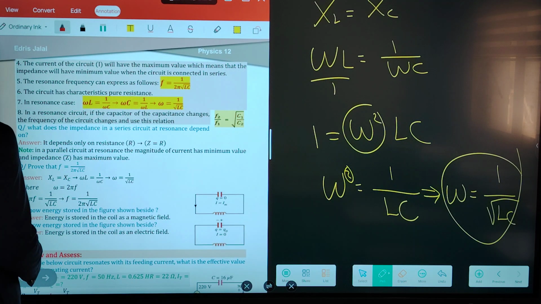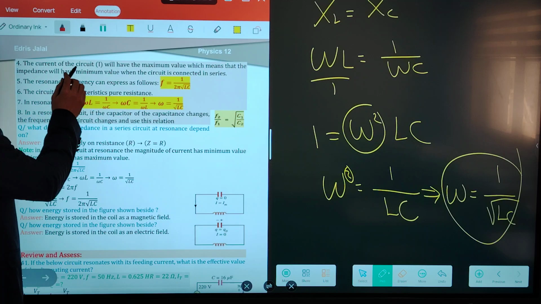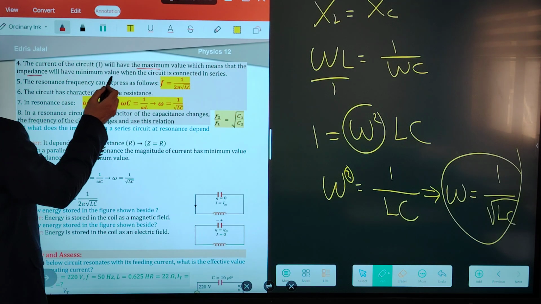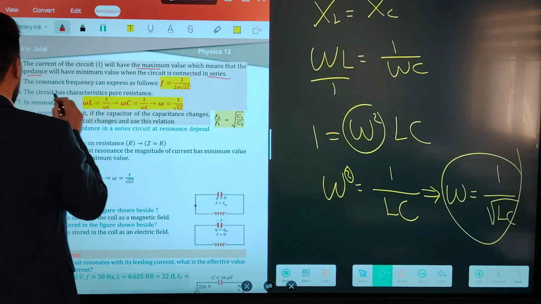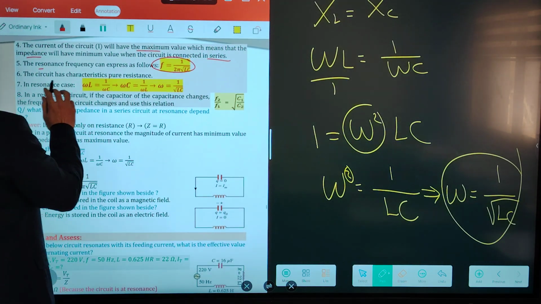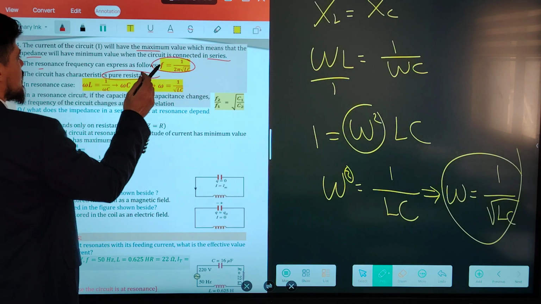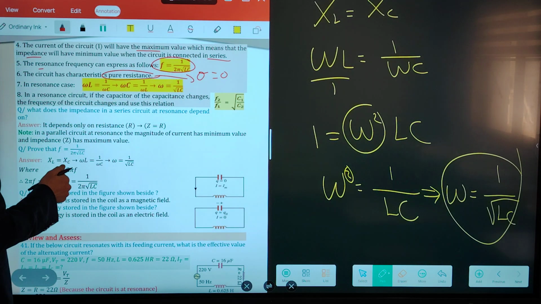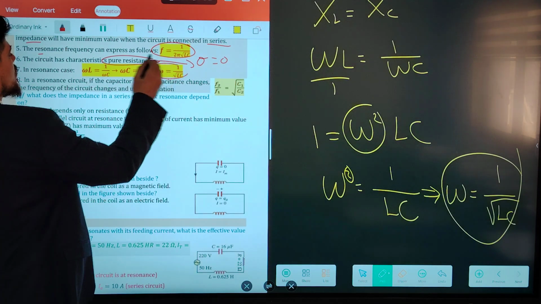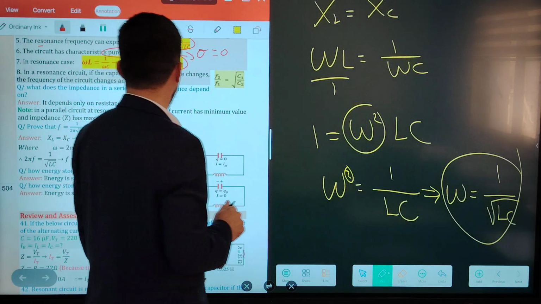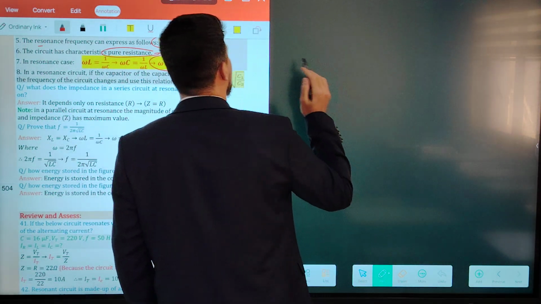The phase difference is 0 between the total potential difference and the total current. We don't have XL and XC because they cancel each other. The current of the circuit will have maximum value, which means the impedance will have minimum value when the circuit connects in series. So the resonance frequency can be expressed in this equation. The circuit has characteristics of pure resistance because theta is 0 and omega is equal to 1 over radical LC. In resonance circuit, if the capacitance of the capacitor changes, the frequency of the circuit changes, and we use this relation to find this change.